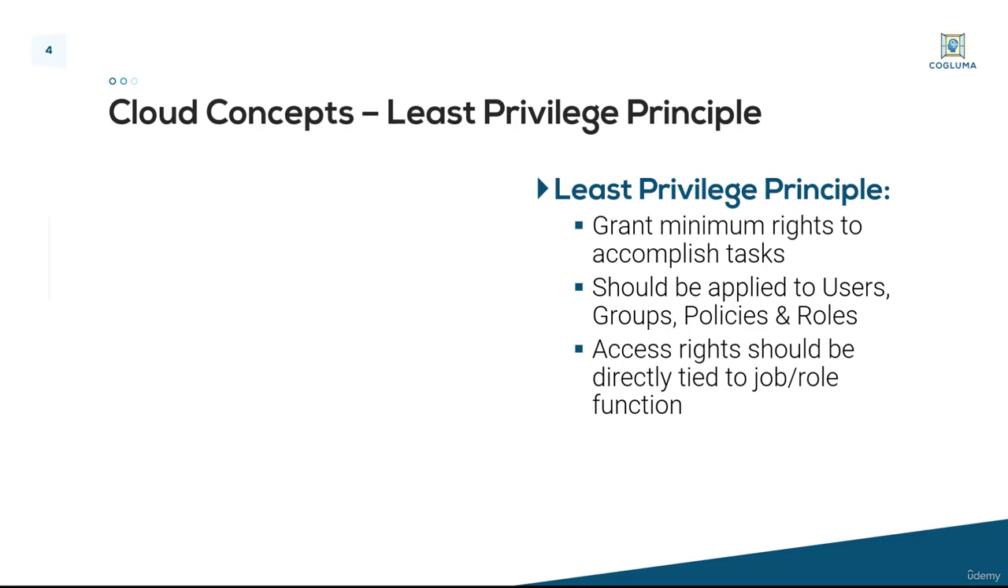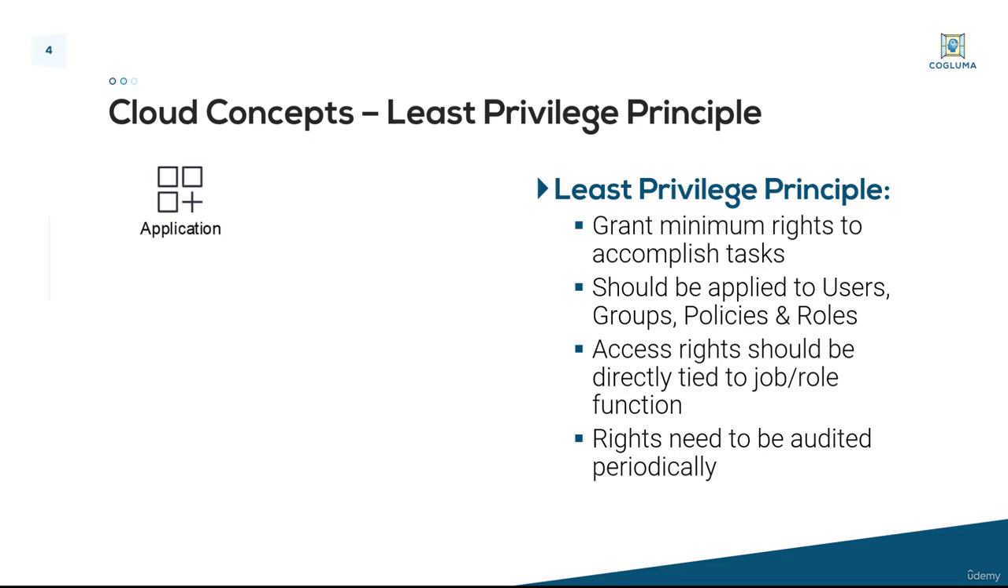We should tie access directly to a job function or some sort of a role or a specific business need or something like that, so that we really are narrowing down exactly what we need those permissions to be. We also need to make sure that we audit these rights periodically so we can get rid of anything that's not being used, or we can see if we need to grant more rights in order to enable a job function, for example.